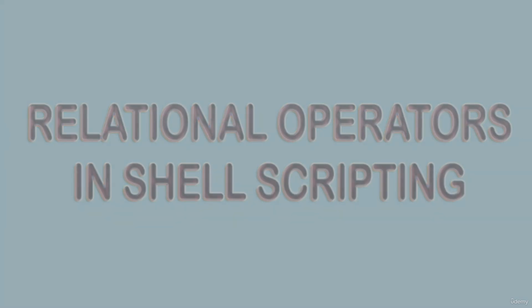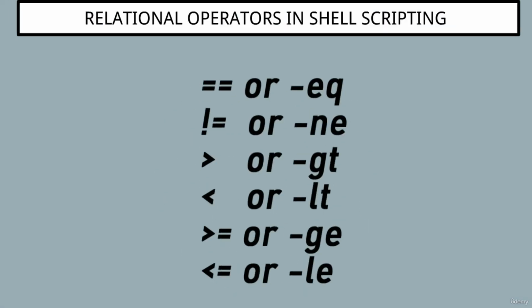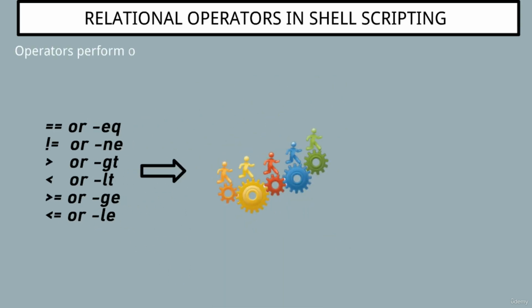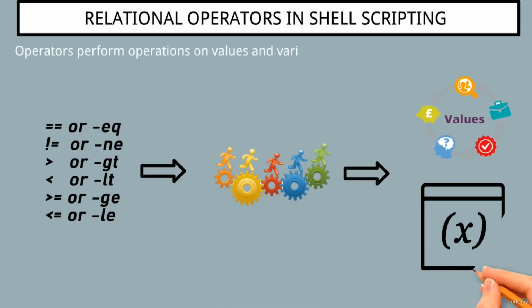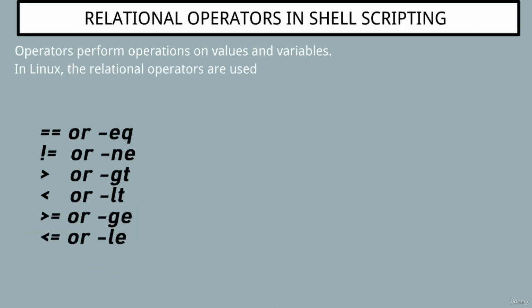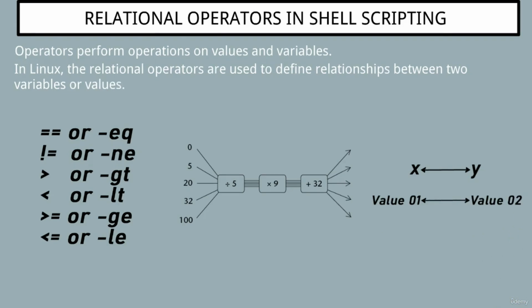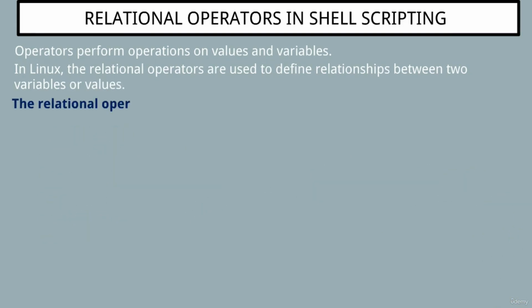In this lecture, we will talk about relational operators in shell scripting. Operators perform operations on values and variables. In Linux, the relational operators are used to define relationships between two variables or values. The relational operators only work with numeric values.